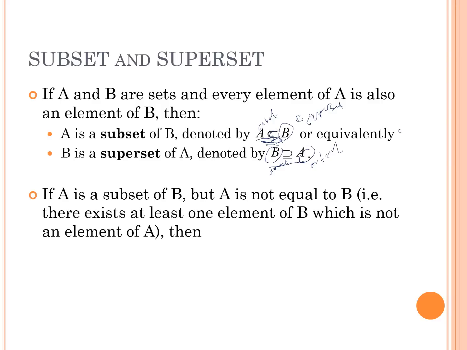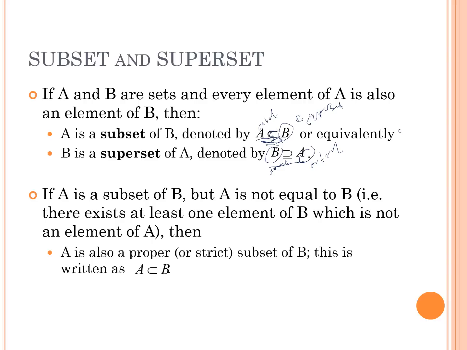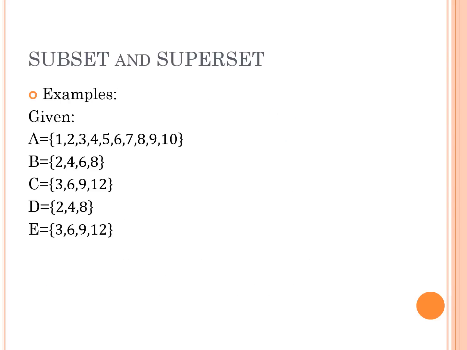So, if A is a subset of B, but A is not equal to B, for example, there exists at least one element of B which is not an element of A, then we call it a proper or strict subset, or a proper or strict superset. We remove the equal sign and simply write this symbol. So that is for proper subset, and this is the symbol for proper superset. Here is an example.